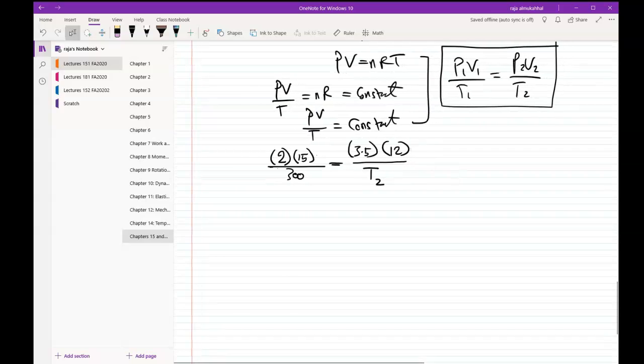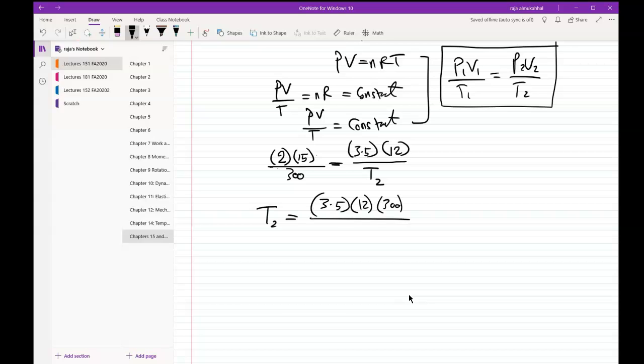All we need to do is just to solve for T2. So when I solve for it, it's going to be 3.5 times 12 times 300, cross multiplying it, that's what I'm doing, over 2 times 15. And then we do the calculation with that, and you'll end up getting 420 Kelvin. And there we go.